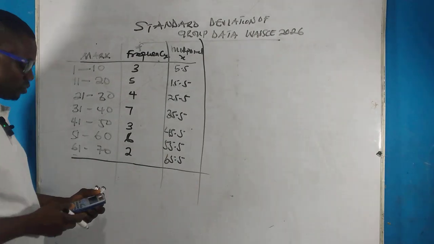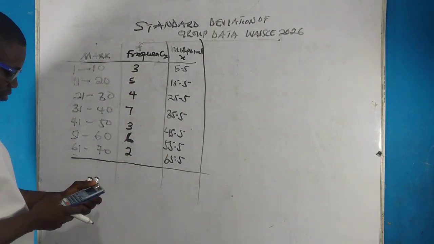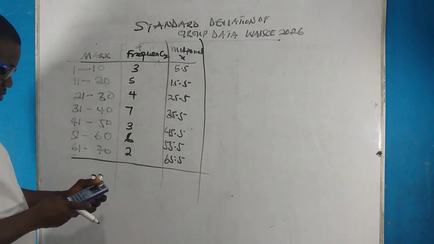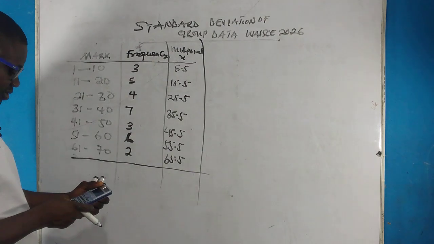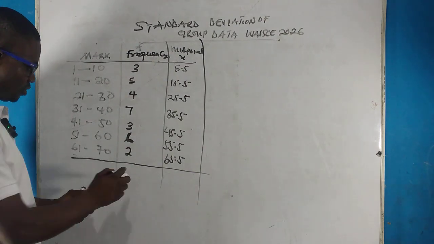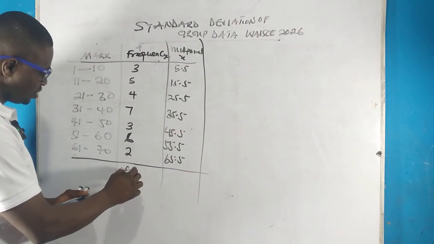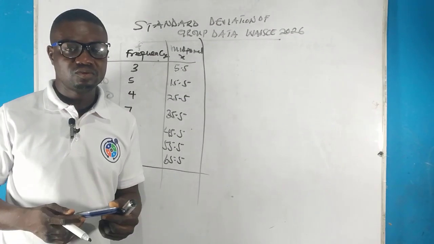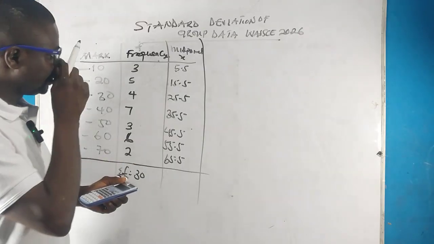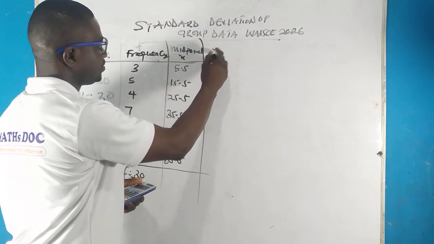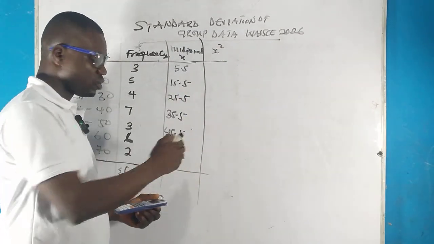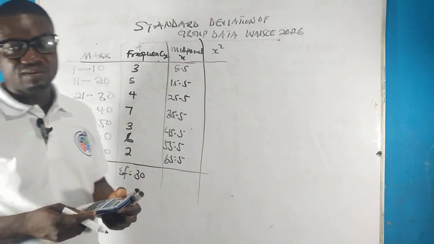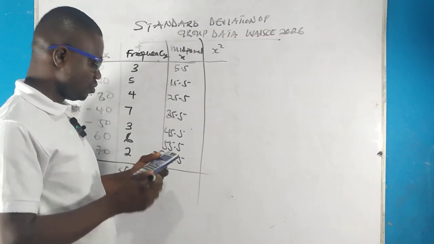Now let's also get our total frequency. You need to add the frequencies, so you have 3 plus 5 plus 4 plus 7 plus 3 plus 6 plus 2, and that gives you 30. So summation of the frequency will give you 30. So we have our fx, and now let's get our x squared. We are going to square all these numbers, then when you are done, you multiply this by that.